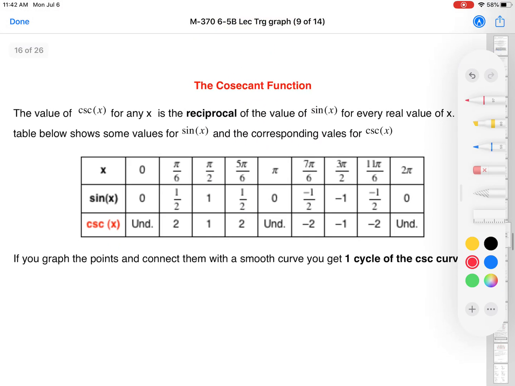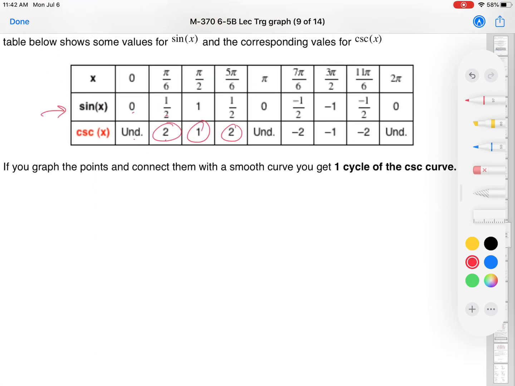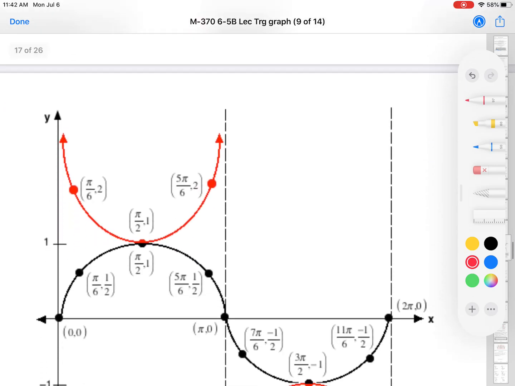Cosecant function. So the cosecant function is the flip of the sine, and so that is so wise that he put the sine x values in here. At 0, sine 0, and if we flip 0, we get undefined. We flip 1/2, we get 2. We flip 1, we get 1. We flip 1/2, we get 2. And so he's picking things that are easy to flip, because all we have to do is get the general pattern. And so you can see that it's undefined every time sine is 0. And so it's undefined at every multiple of pi.